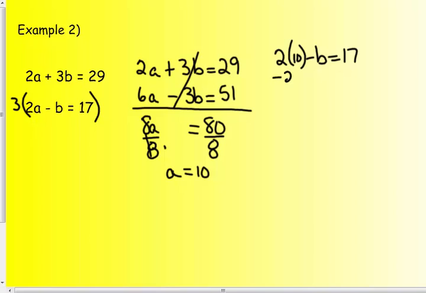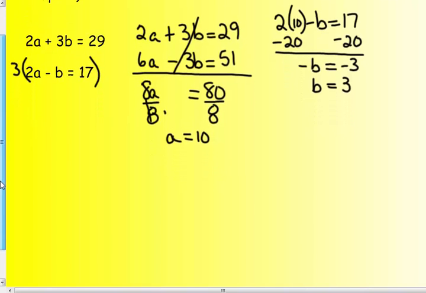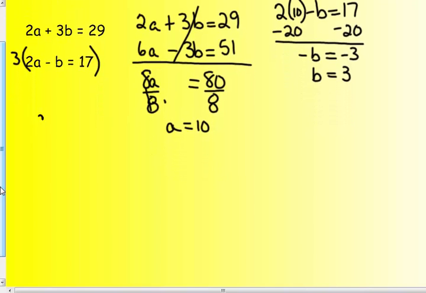So yes, and you could balance the equation if you wanted to, and you get negative b is -3, but I already know 20 take away 3 is 17. So b is 3. Putting those values back into both equations, this is my check. So a equals 10, b equals 3. Or I could say 10, comma 3, the ordered pair, a, b.